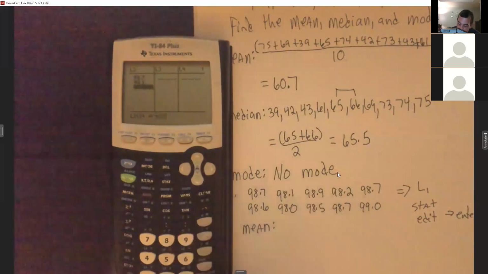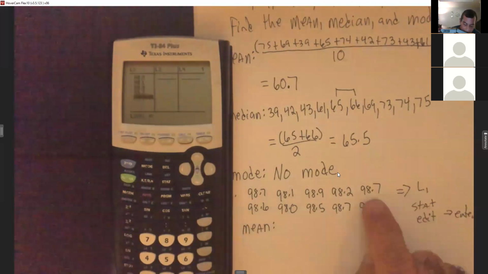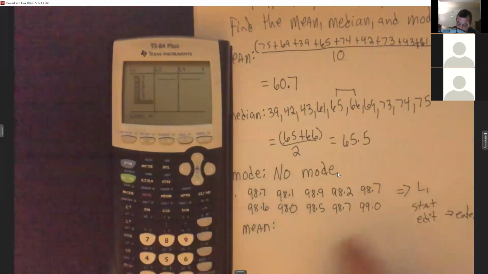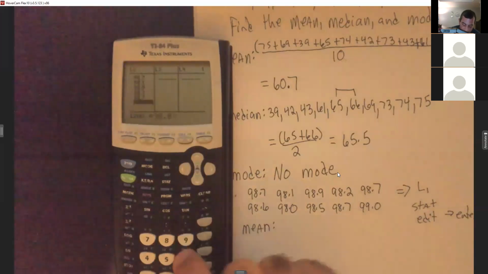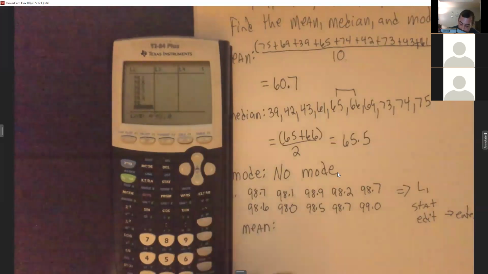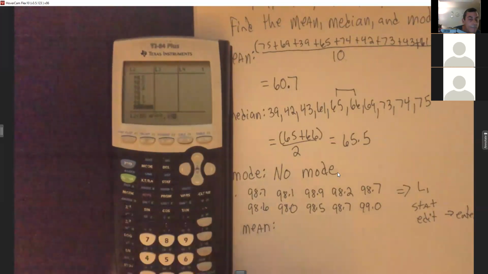98.9, 98.2, 98.7, 98.6, 98.0, 98.5, 98.7, and then 99.0. So notice that told me I was on my 10th number.